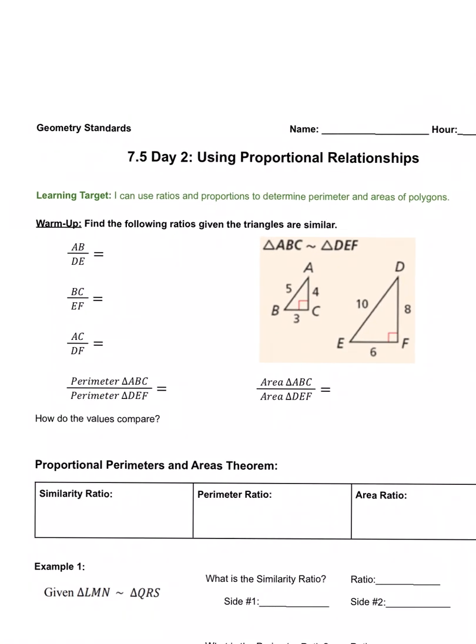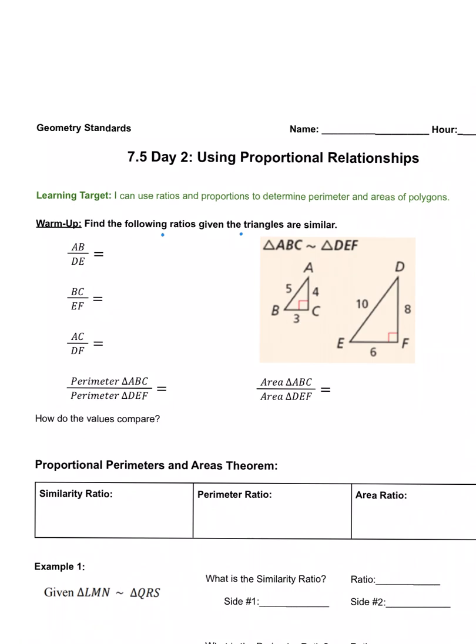For our last day of notes for 7.5, we're going to start using these proportional relationships when it comes to perimeter and area. Okay, so let's start with a little bit of a warm-up. Find the following ratios given that the triangles are similar.